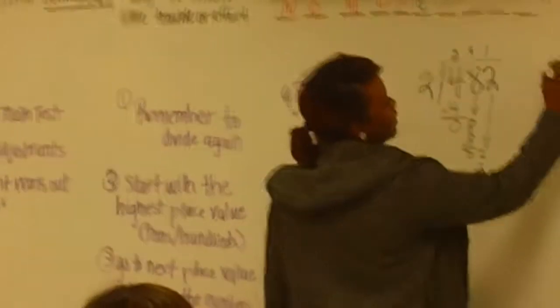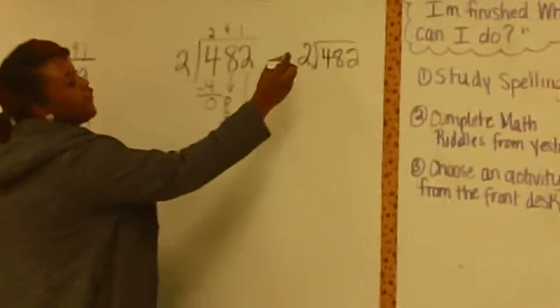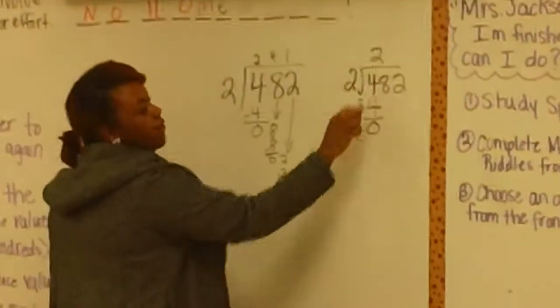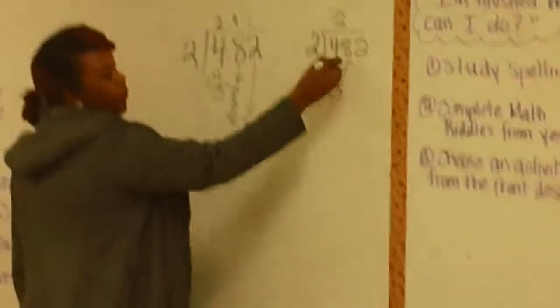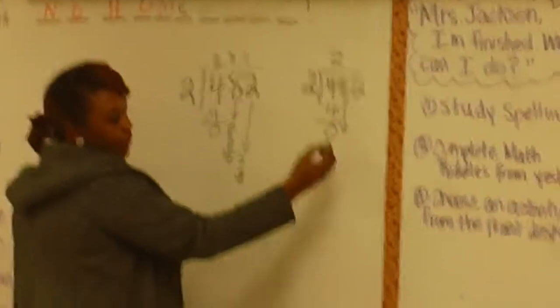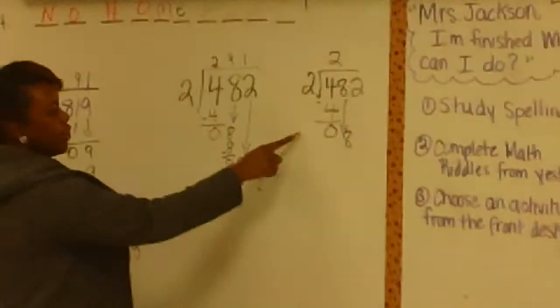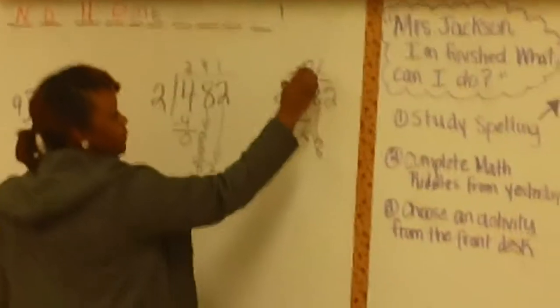Because Savannah asked, why did he bring the 2 down? He said 2 goes into 4 2 times. 2 times 2 is 4. So we're done with this row. You follow? We bring the 8 down because now this is another number under here. 2 goes into 8 because our number 1 rule is remember to divide again. 2 goes into 8 4 times, which she has right here. 4 times 2 is 8.